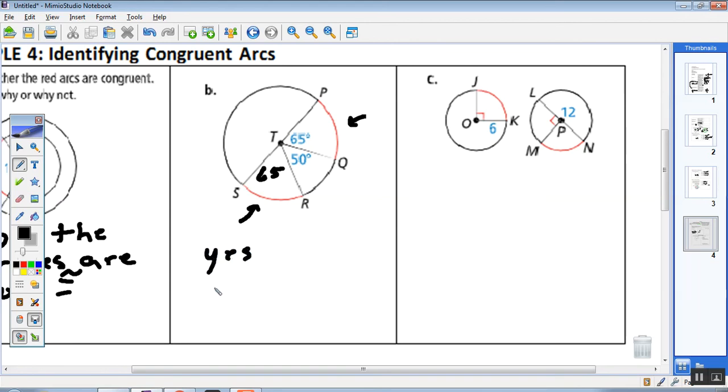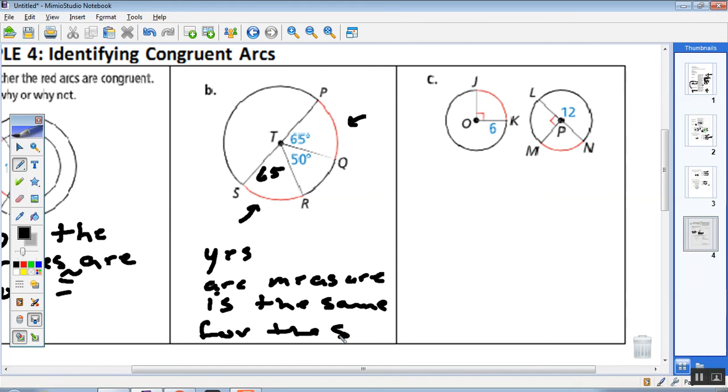Yes, because the arc measure is the same for the same circle, right? And yes, they are going to be congruent. So I should say that right here. Yes, congruent, because the arc measure, 65 degrees for SR and 65 degrees for PQ, are the same arc measure for the same exact circle. They're basically on the same circumference, aren't they?